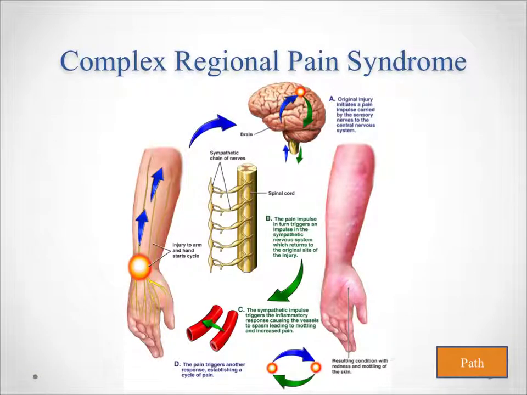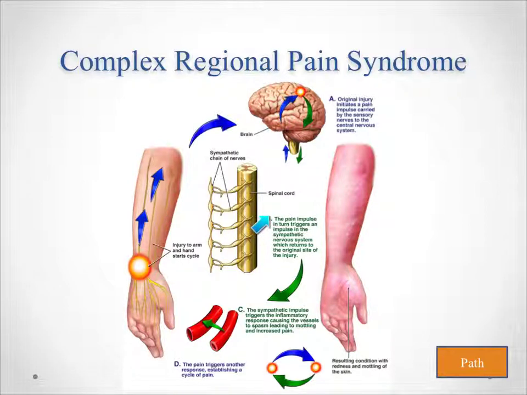I found this diagram here which hopefully illustrates this point a little bit clearer for you. So you start off with having some type of an injury, and we'll say here it happens in the wrist. And from there, you have the pain that travels through the afferent nerve fibers where it's interpreted in the brain. Here, this reflex arc is created. So from there, you have sympathetic stimulation that travels back down to the area again where you had the injury.